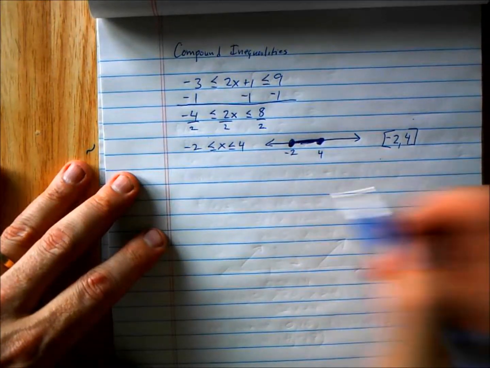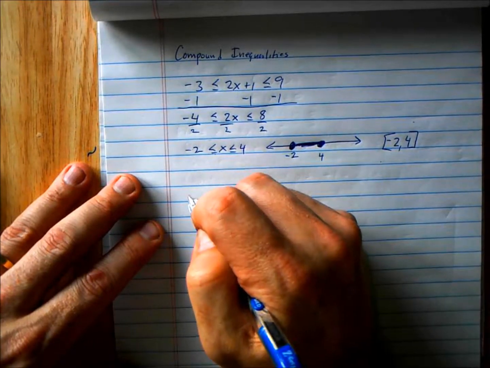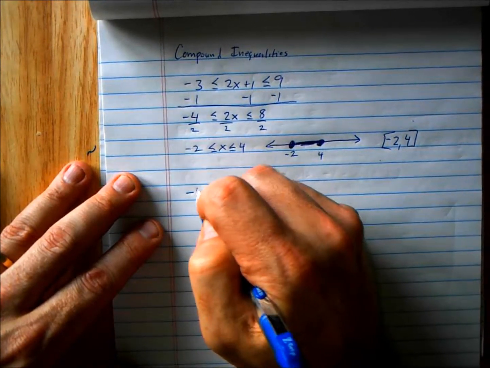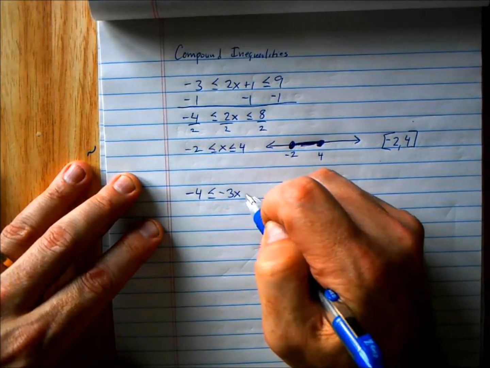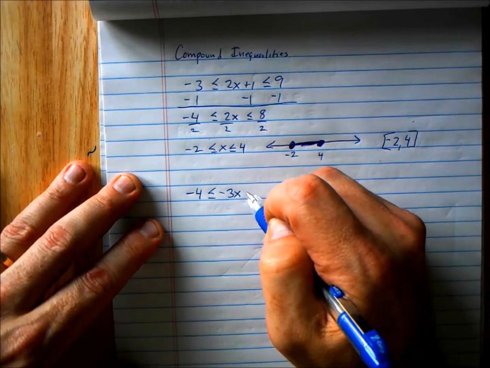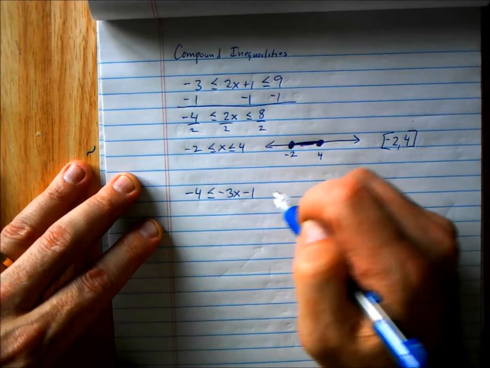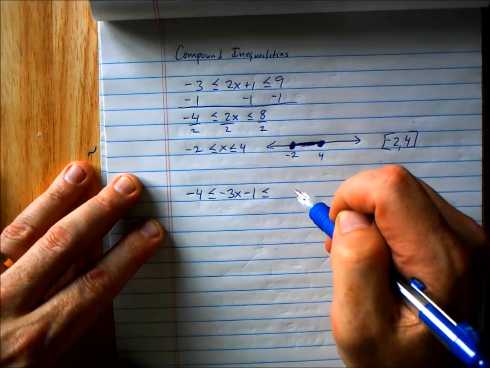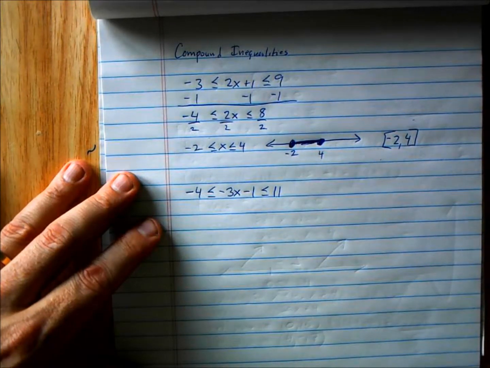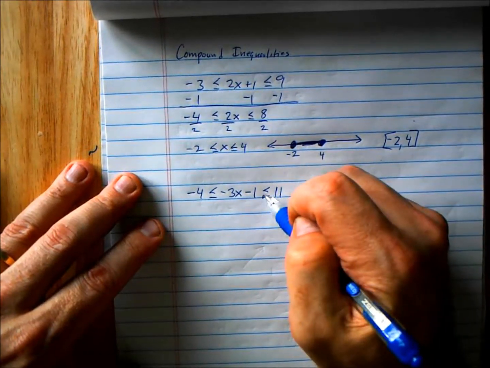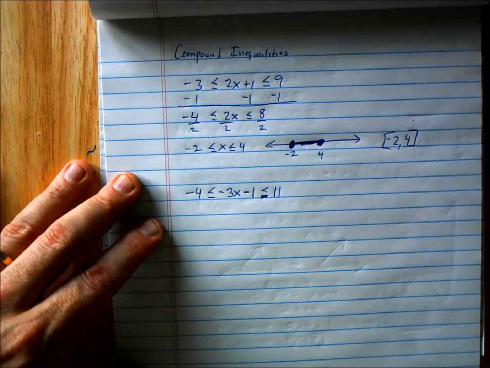How about minus 4 less than or equal to minus 3x minus 1 less than or equal to 11. How about no equal to on that one, just to be different, just a less than the 11.